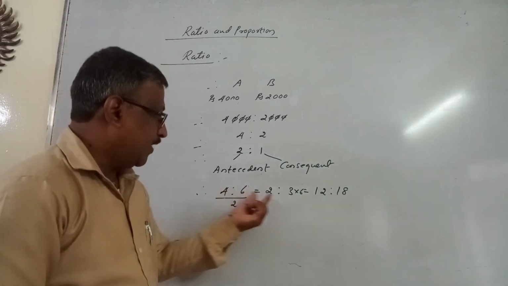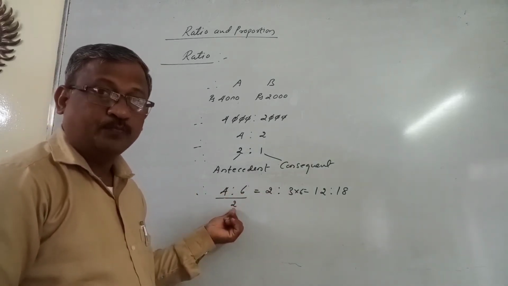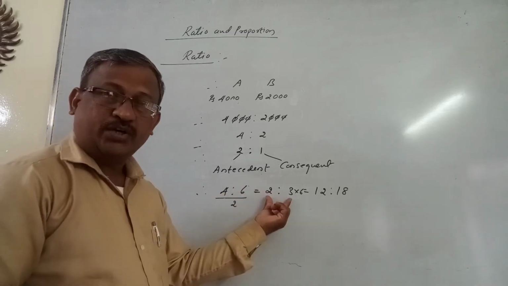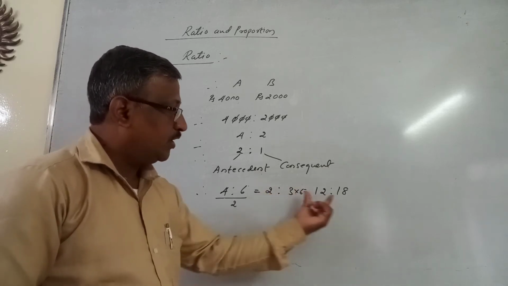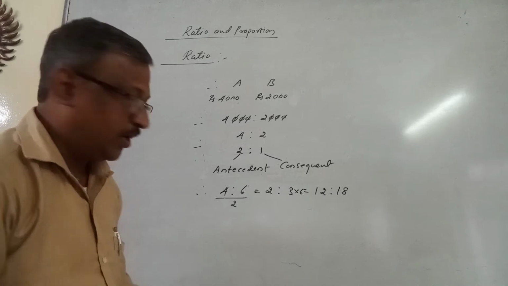Why? Because while finding this ratio, both the terms I have divided by one fixed number. How much is it? 2. So the value of 4:6 is equal to 2:3, or 2:3 can be written as 12:18. Just to make it more clear.